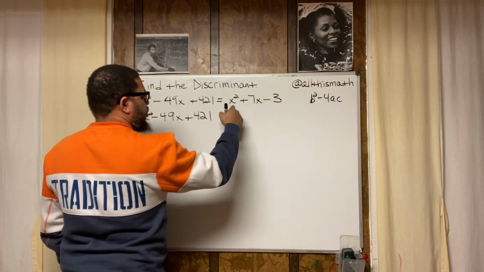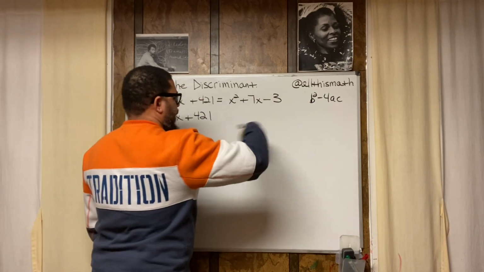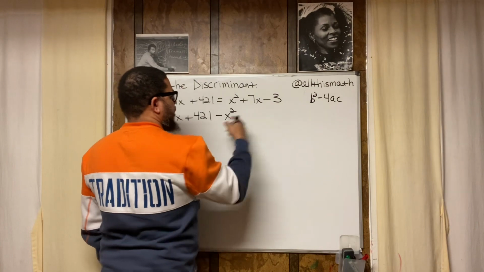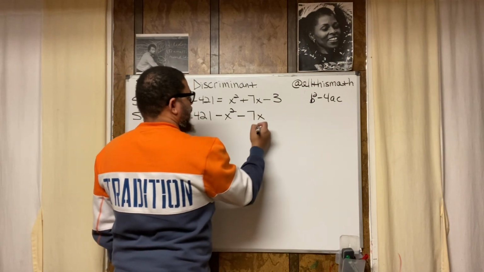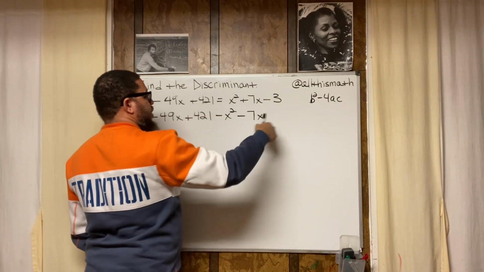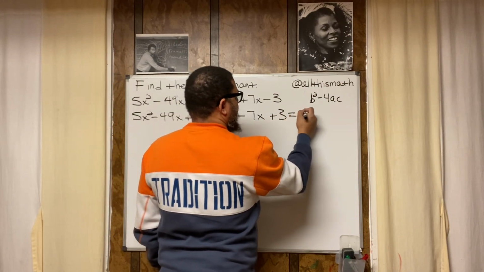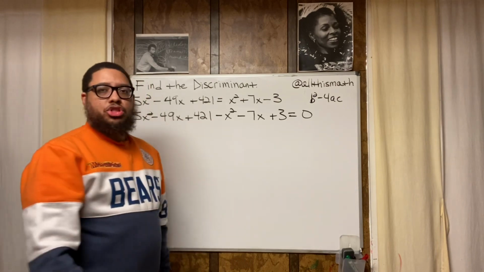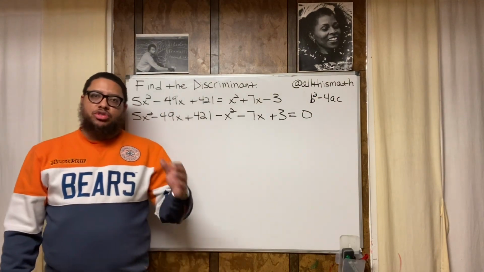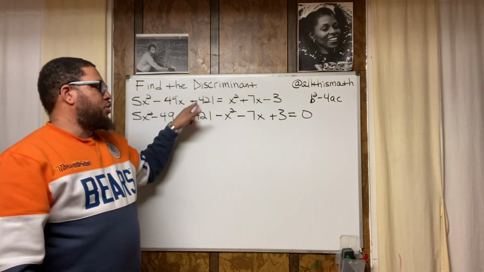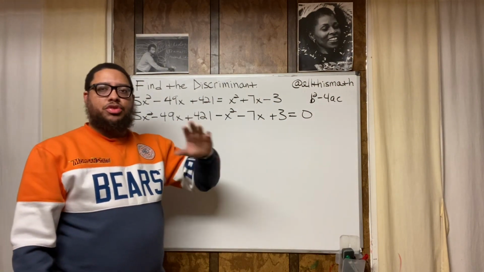And then watch this. Watch what I do with this x squared. I'm going to slide it to the left, but it's going to become negative. I'm going to slide this 7x to the left, and it's also going to become negative. I'm going to slide this negative 3 to the left, and now it's going to become positive, because whenever you switch the side, you change the sign. That's called transposing. There's a word for that. It's called transposing. When you take a term in an equation and move it to the other side of the equal sign, and change the sign, that's called transposing.